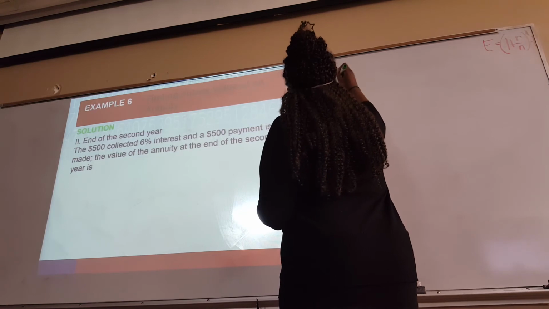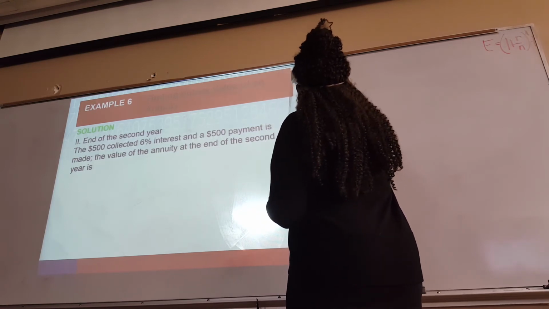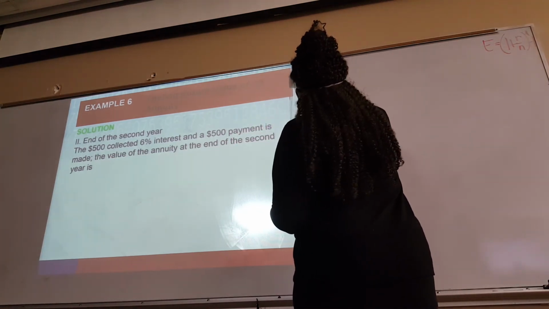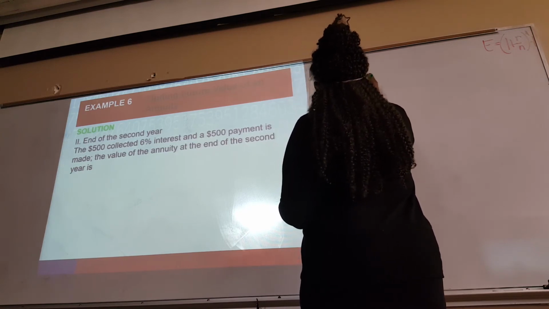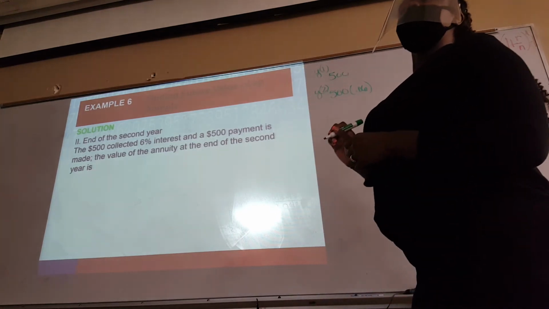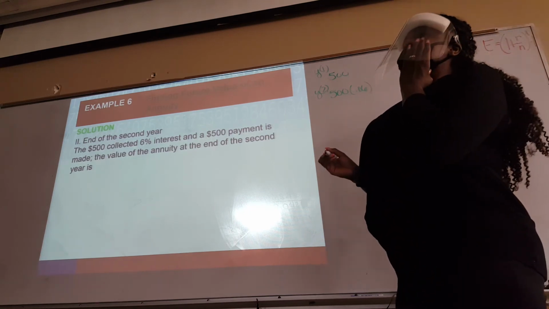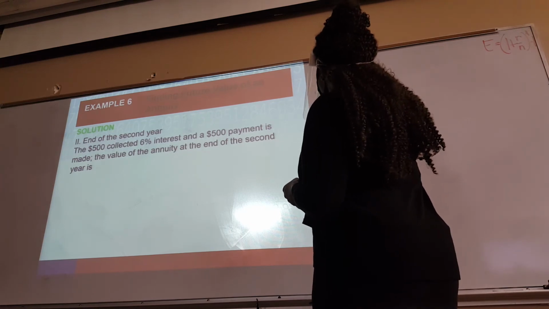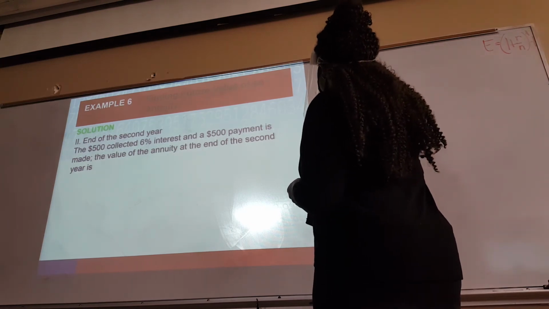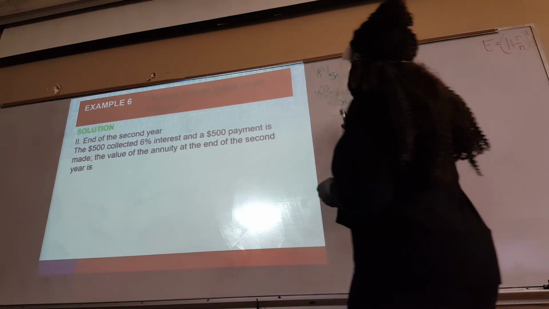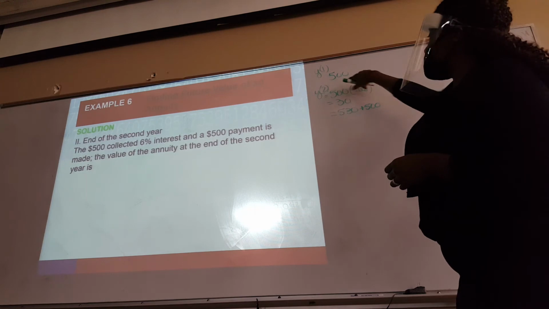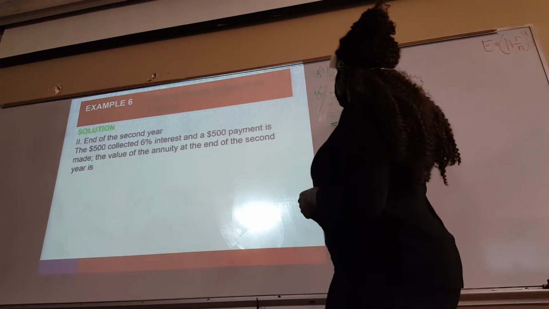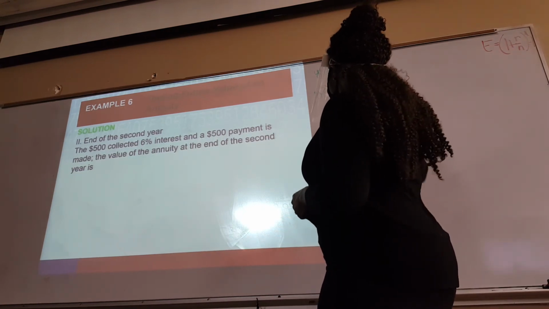The value of the annuity is going to be pretty much 500 from year 1. At the end of year 2, we're going to do 500 times 0.06. Can I get that in the calculator? 30. So we got 30. So that's a total of 530 plus a $500 payment. So this is pretty much year 1 plus the interest, which is 530, plus the 500 from the end of year 2, which is 1,030.